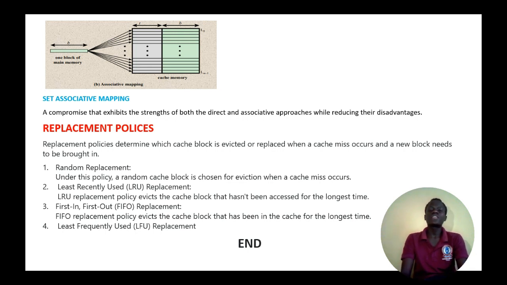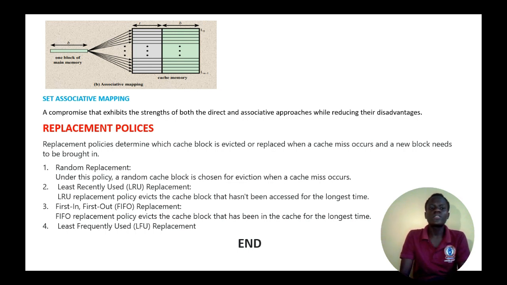And in associative mapping, its strength is that it does away with cache conflicts, but the problem is that it is slower. So set associative takes up the strength of both direct and associative mapping. It will pick the processing advantage of the direct mapping, and the strength of the associative, which is to reduce the cache conflicts, and use them to come up with a mapping that will do away with their disadvantages. So that is the simple way to simplify set associative.